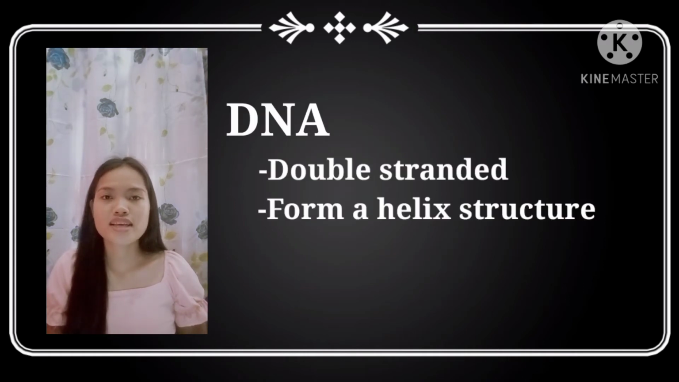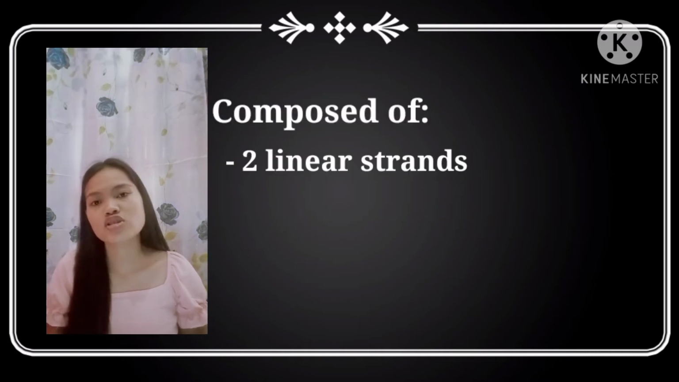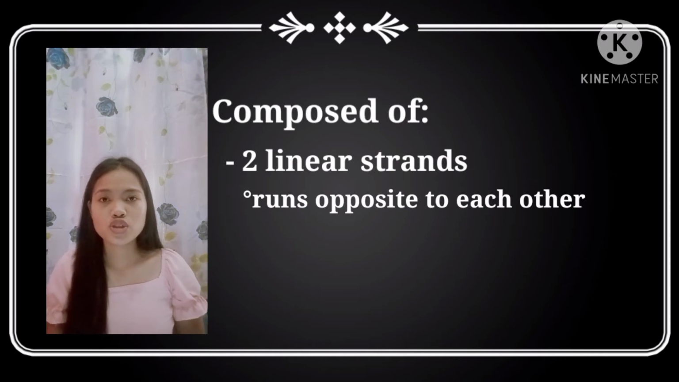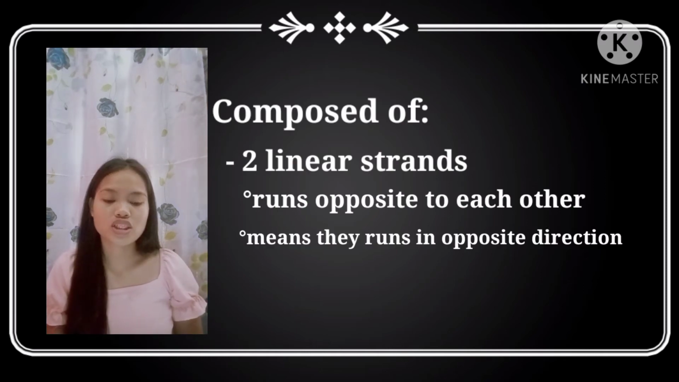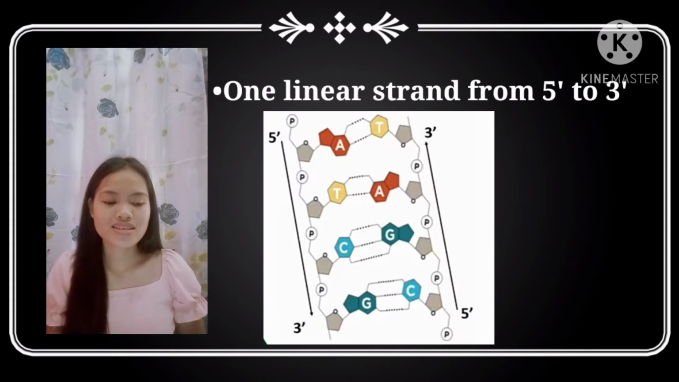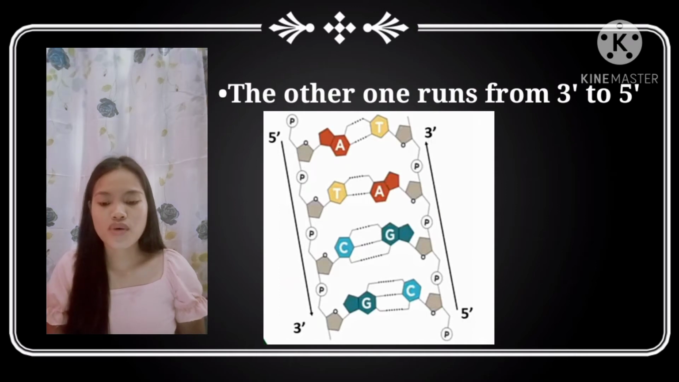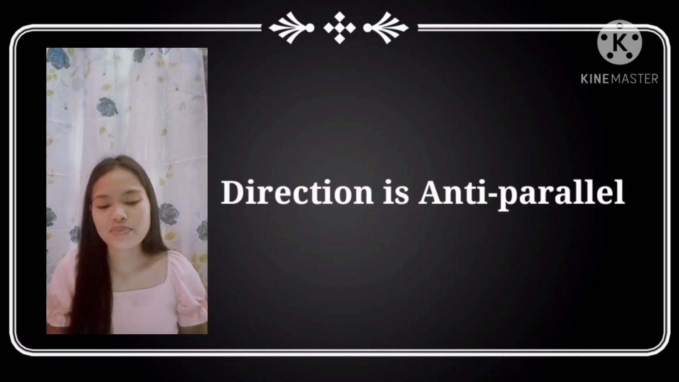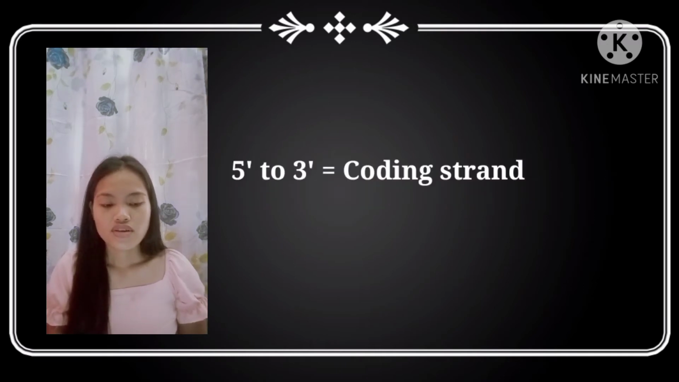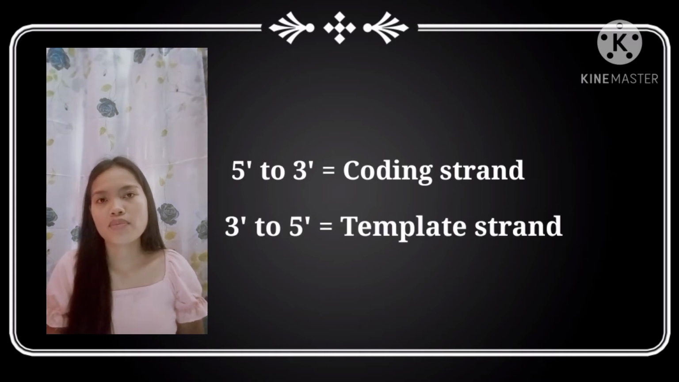We all know that DNA is double-stranded and it forms a helix structure. It is composed of two linear strands that run opposite to each other, which means they run in opposite directions. One linear strand runs from 5' to 3', and the other strand runs from 3' to 5'. Their direction is anti-parallel with each other. The 5' to 3' is what we call the coding strand, and the 3' to 5' is the template strand.